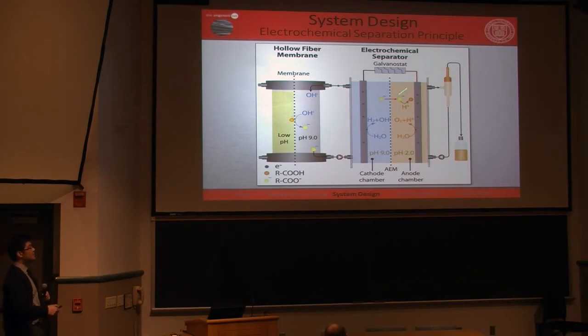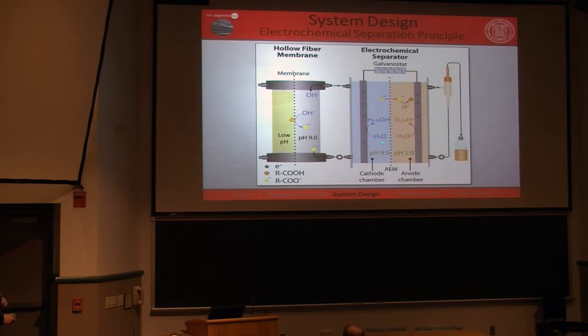It's a very simple architecture. It's 250 milliliters per chamber, with an anion exchange membrane separating the two chambers. The cathode electrode is stainless steel, and the anode is titanium with an iridium oxide coating on it. And running it in galvanostatic mode, we're able to get a very high diffusion of caproic acid through the electrochemical separator. And what's happening here is at this pH, we have a high solubility for caproate.